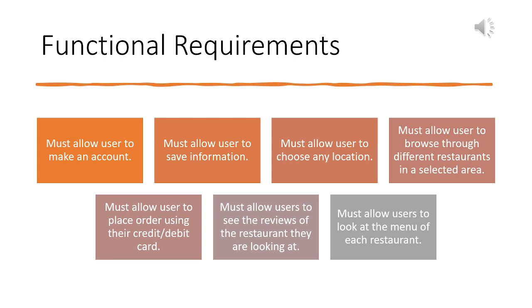debit cards. The functional requirements for our e-commerce application will allow users to make an account. It will also use the user information and save it. It will choose any location. It will also allow the user to browse through different restaurants in selected areas. It will also allow users to place orders using their credit and debit card. It will also allow users to see reviews of the restaurants they are looking for and will also allow users to look at the menu of each restaurant.